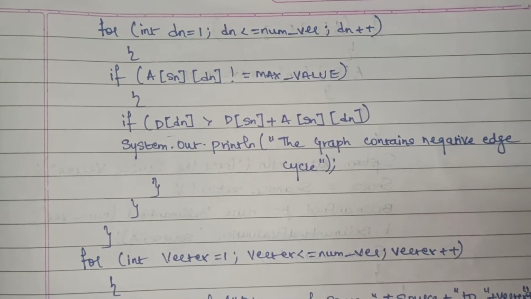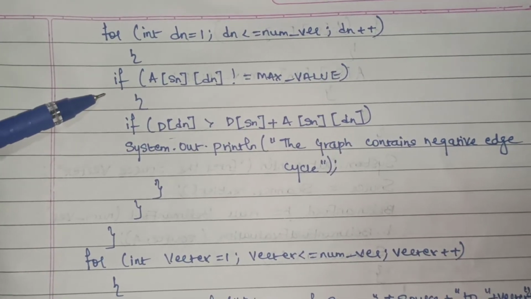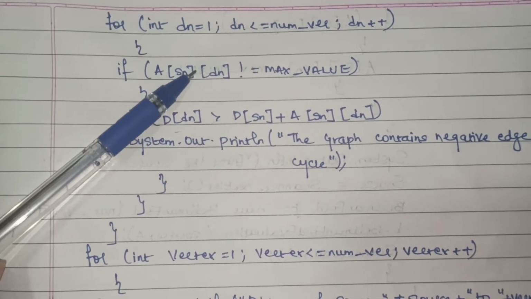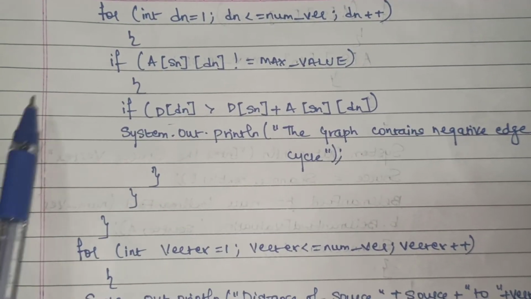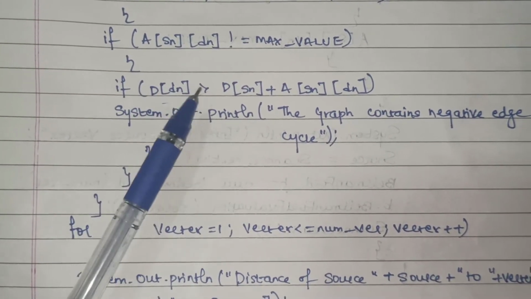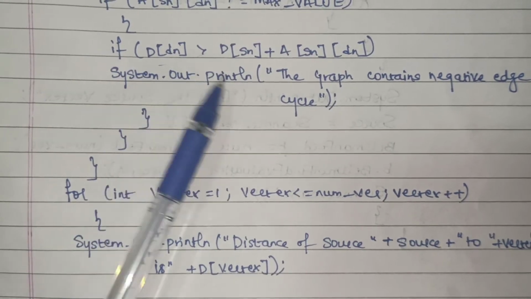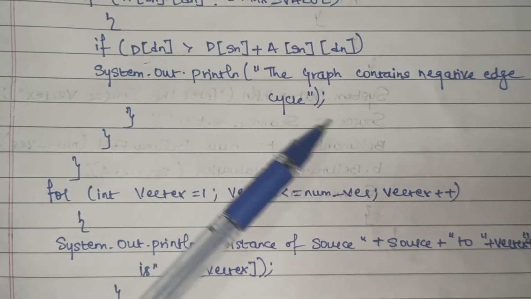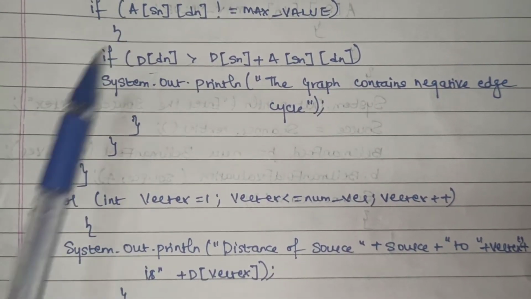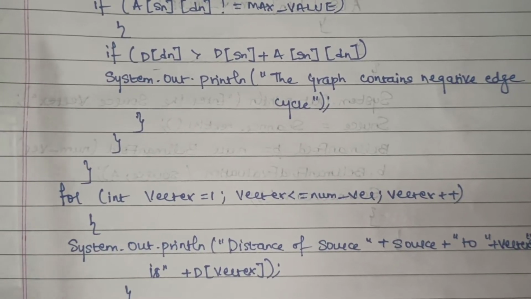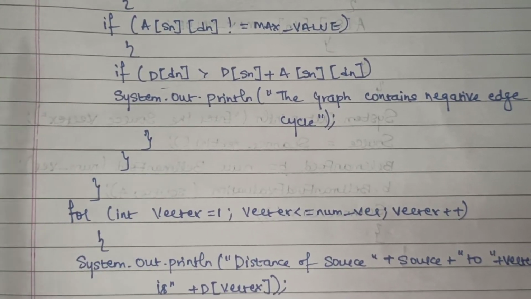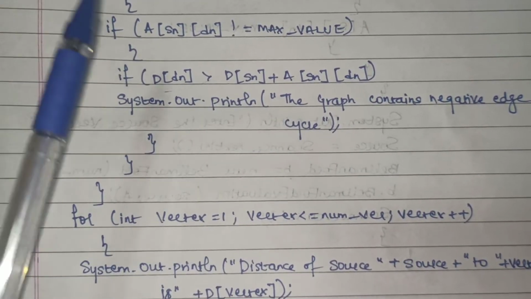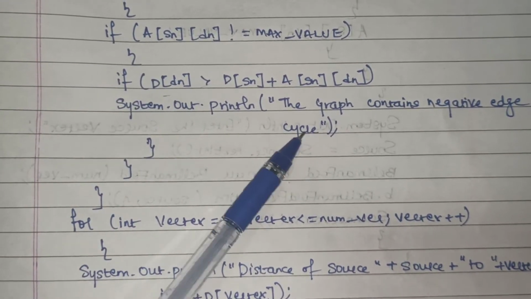Also, you open a for loop for destination, and you check the same condition as in the last if, that is, the adjacency value for the source and destination should not be equal to infinity. Then you check the same condition, that the distance of destination is greater than the distance of source plus the adjacency value between the source and the destination. Those iterations were done till the relaxation time, and after the relaxation time also, if the condition still holds true, then you say that the graph contains a negative cycle.